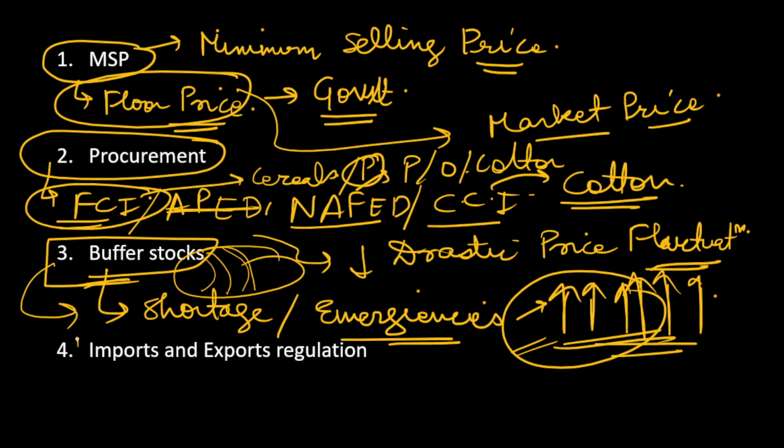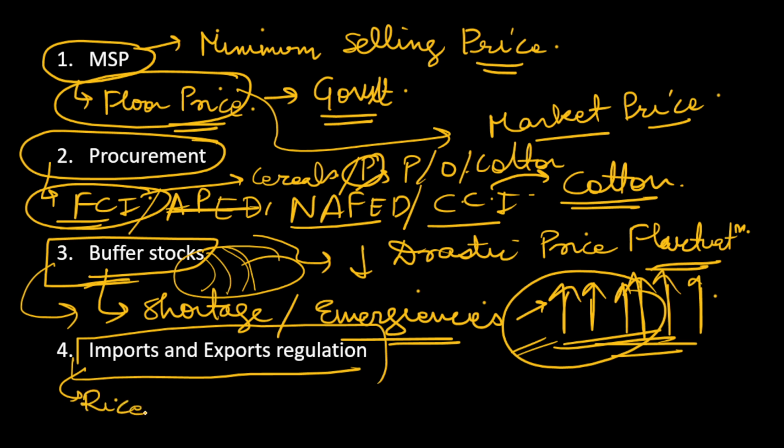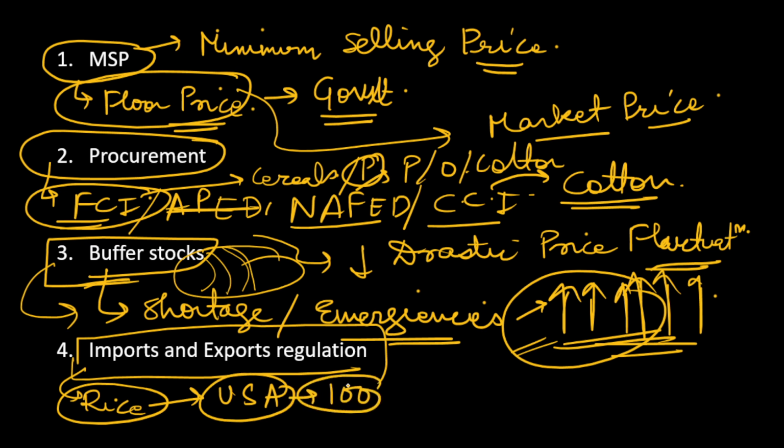Next we have import and export regulations. We have certain import and export regulations to control the price, because what happens, suppose we take a commodity, rice, and its price in USA is 100 rupees and its price in India is, for example, just letting you know, 30 rupees.